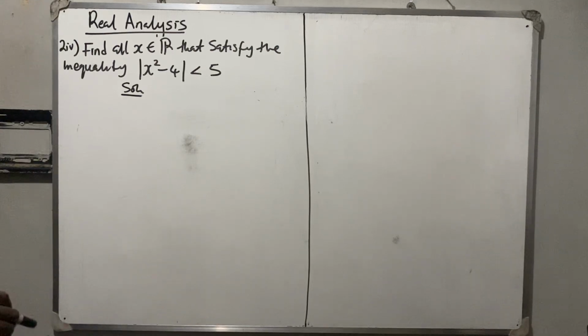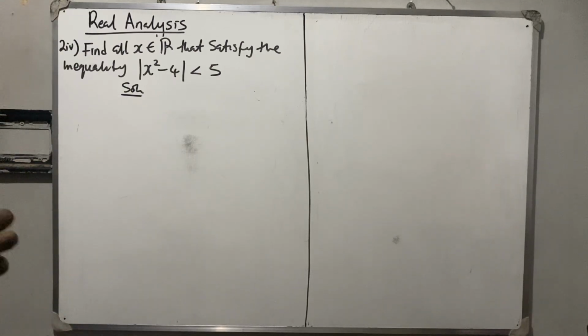It says to find all the values of x, an element of the real numbers, that satisfy the inequality: absolute value of x squared minus 4 is less than 5. Now, to solve this, remember that we always use two methods. So we're going to use two methods to solve this.